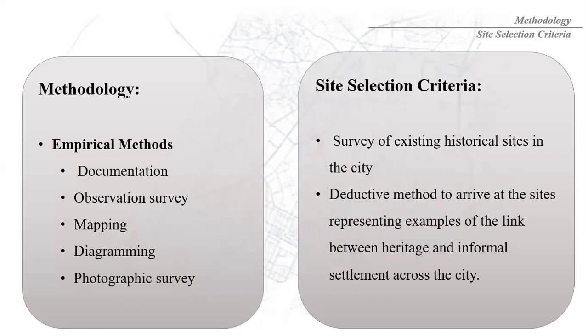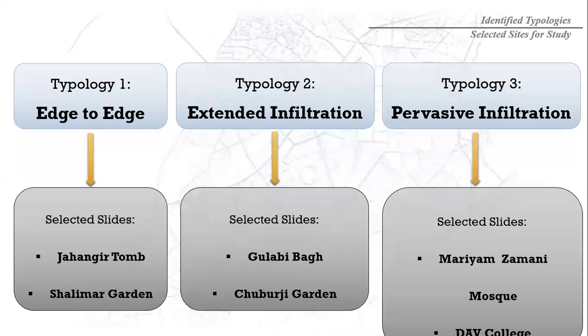The study also broadly relies on empirical methods, where it was initiated through documentation and observation of various sites. Upon selection, a detailed mapping and diagramming method was used for analysis and conclusion, and the site selection criteria were similar, where a large pool of heritage sites were identified, and then through a deductive method, categories were identified, leading to typologies as conclusion.